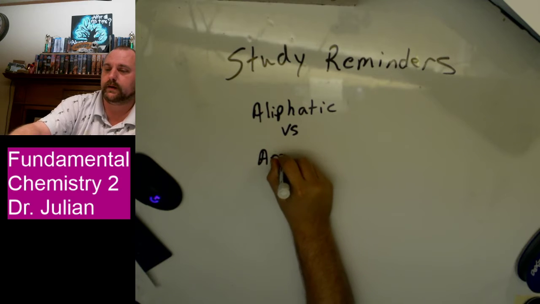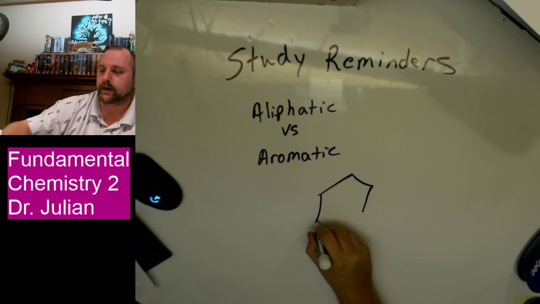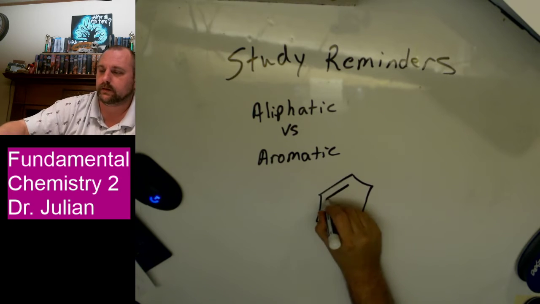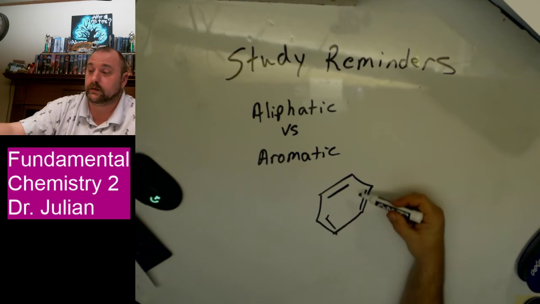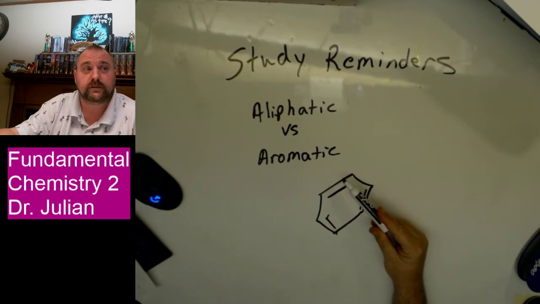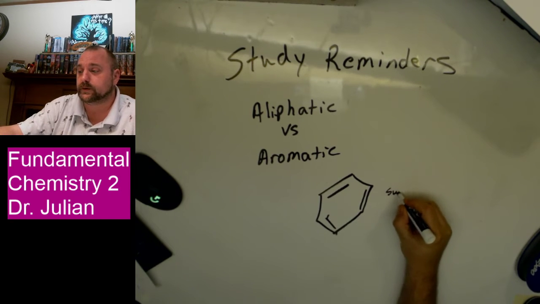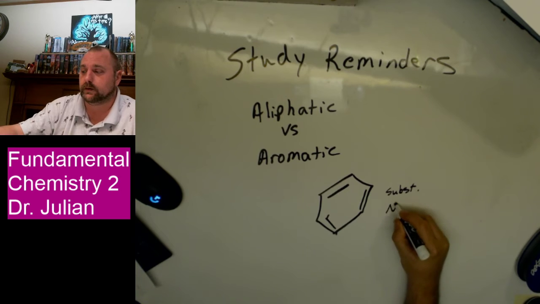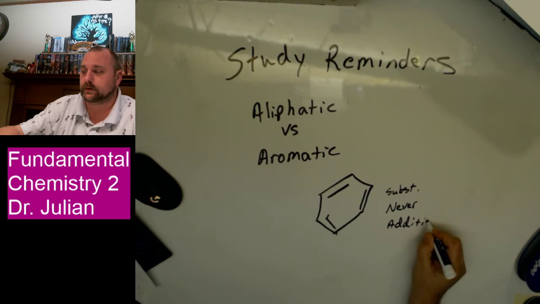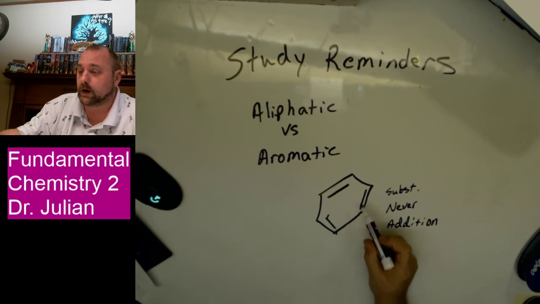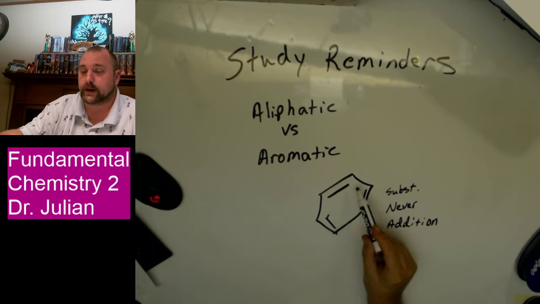We had a discussion about aliphatic versus aromatic. A primary aromatic being benzene ring. Aliphatic just means not aromatic. Aromatic things are unexpectedly stable. They are so stable that we will do substitution, never addition. So we're looking for our benzene ring pattern. We don't want to break that pattern.